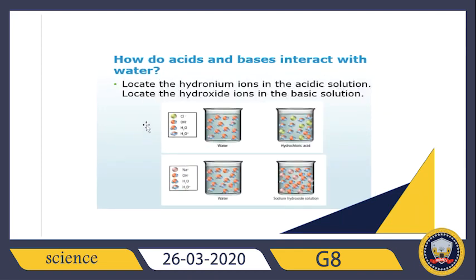So guys, we have this question here. Locate the hydronium ions in the acidic solution here, and locate the hydroxide ions in the basic solution. So here we have hydrochloric acid, so this is our acidic solution, and here we have a popular type of base called sodium hydroxide, and it has the formula NaOH. So this base actually has what? Has the hydroxide ion. So we have HCl acid, and we have NaOH base. And both of them are strong.